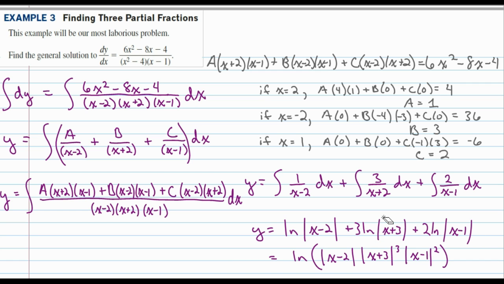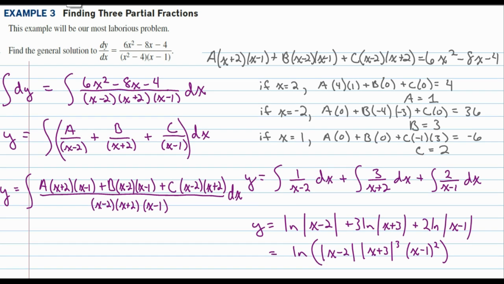Now if you want to use your log properties, if you add a bunch of logs of the same base, it's the same as multiplying what you're taking the log of. Of course, 3 will have to become an exponent of the absolute value of x plus 2, and 2 will have to become an exponent of x minus 1. In this answer you wouldn't even need absolute value for the last part, because it's being squared, so it would always be positive. And do not forget your plus c, your constant at the end. We can combine all the plus c's from each of these antiderivatives into one plus c at the end.